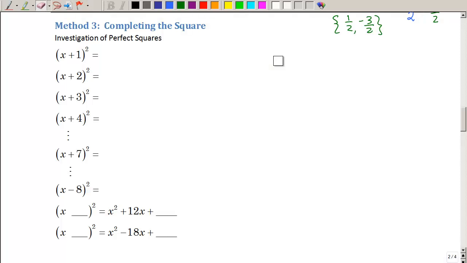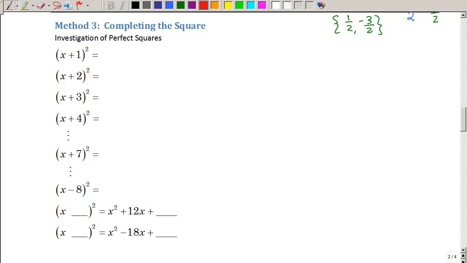Our next method is completing the square. Before we start solving quadratic equations by completing the square, I would like to do a little bit of investigation on the patterns we can find in perfect squares. We have (x + 1) squared, (x + 2) squared, and so on and so forth.